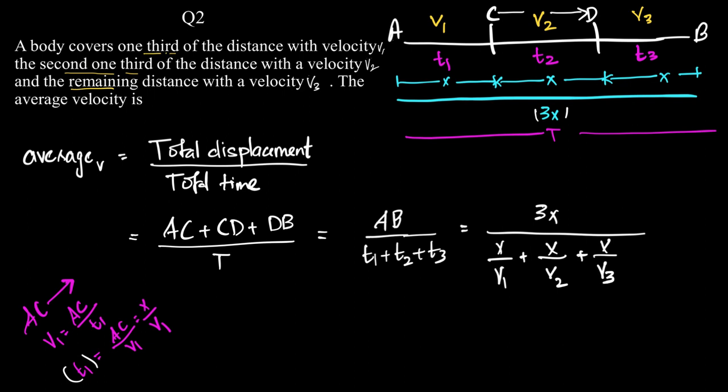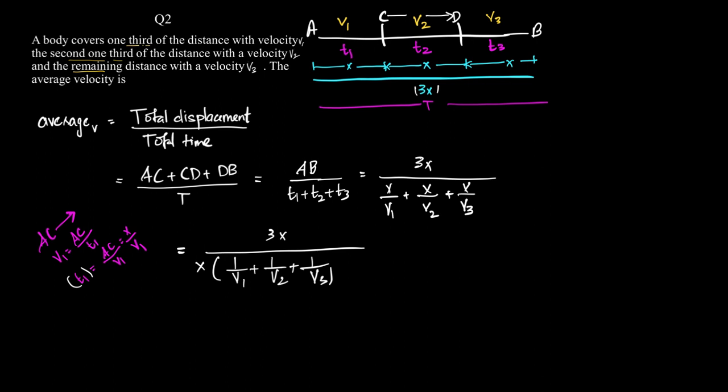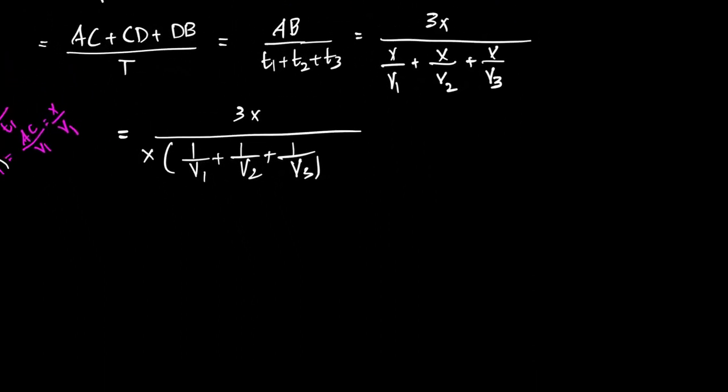Going further, let me write 3x in the numerator, and in the denominator we can take x common. So what do we have left? We have 1 by v1 plus 1 by v2 plus 1 by v3, right? Now further, I don't want to solve the question in one single step because I believe these are very simple questions, and those who are watching are doing it for the first time. So I'm going to write each and every question with more steps.